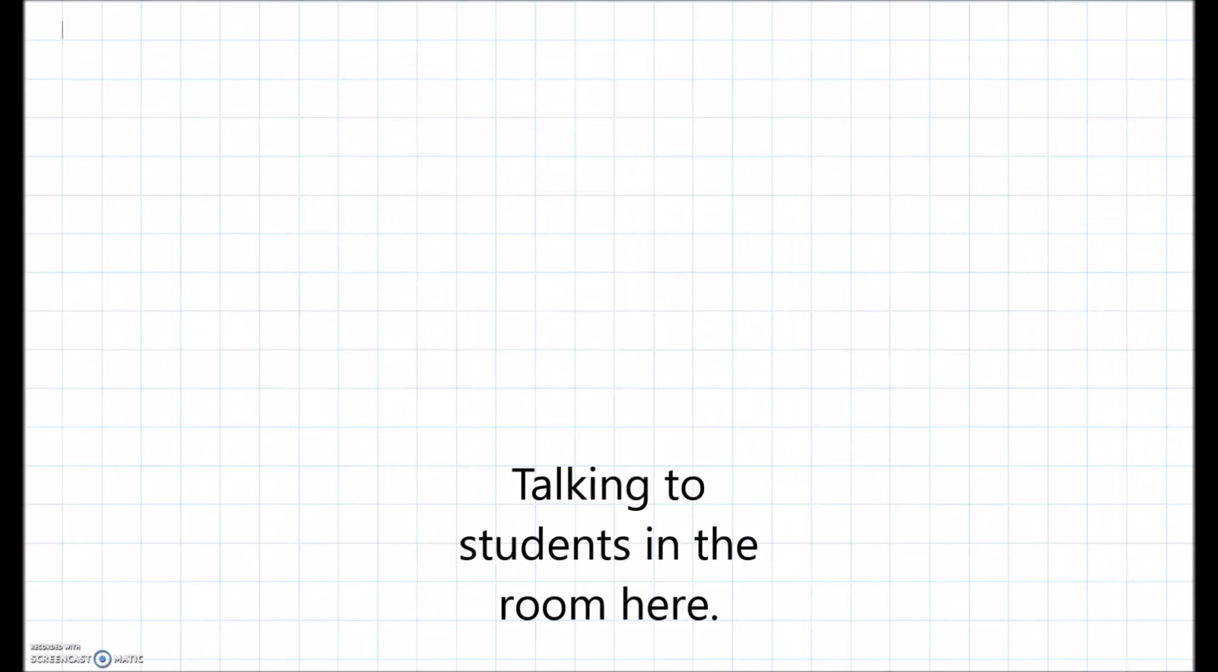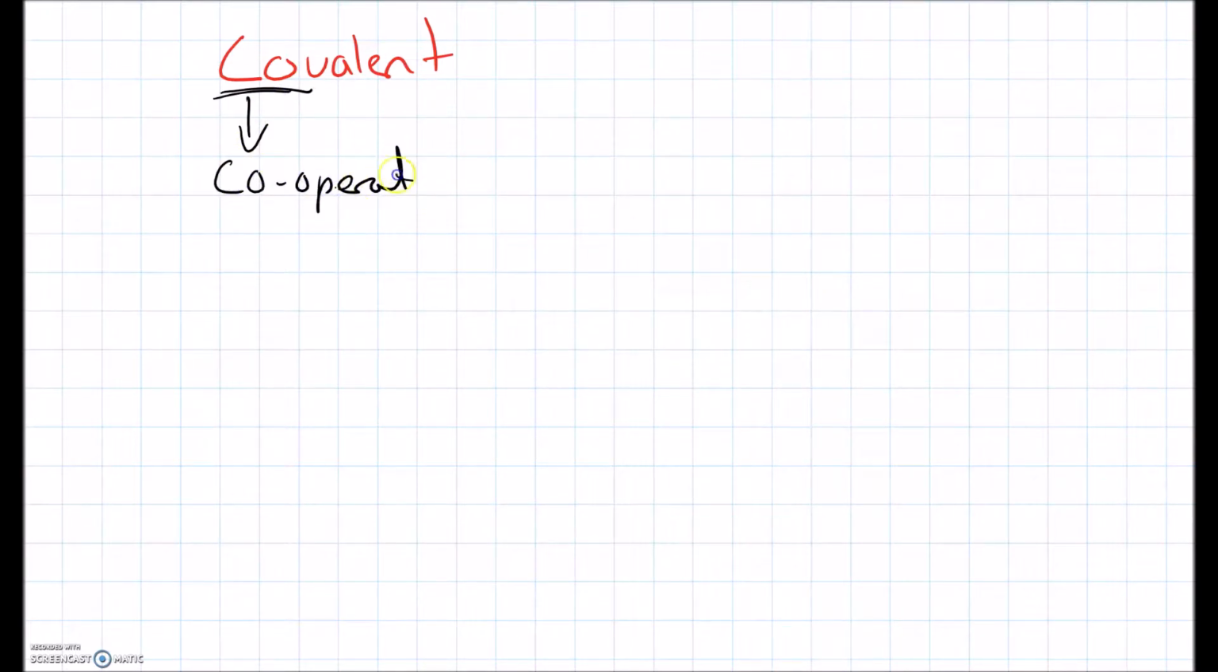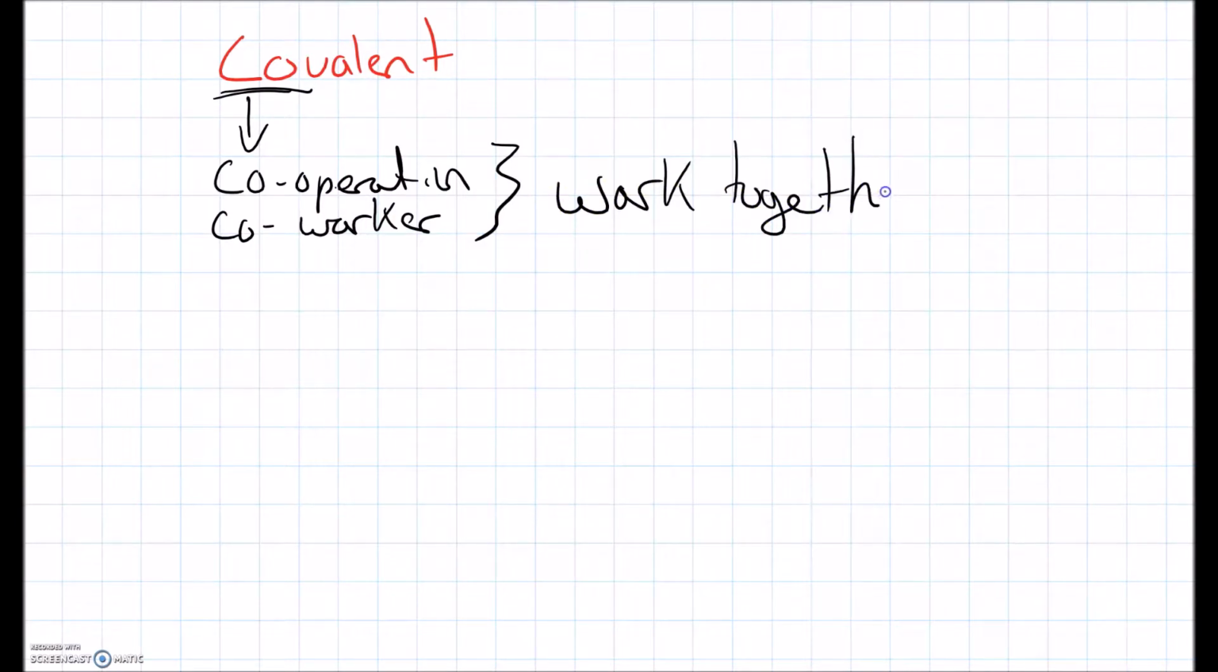So what did we just learn about our oxygen models? What do we know about covalent bonding? What do you guys think? Yeah, so covalent, what does that co mean in covalent? Working together, just like co-workers or co-operation. Co-worker means to work together or share. So in this case, what are we sharing?